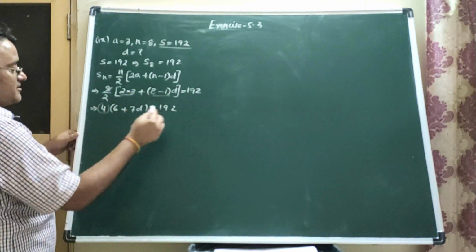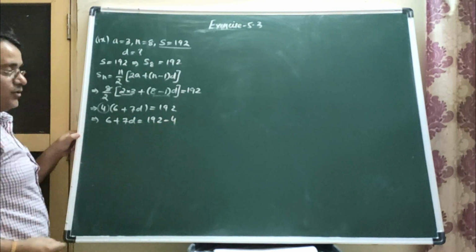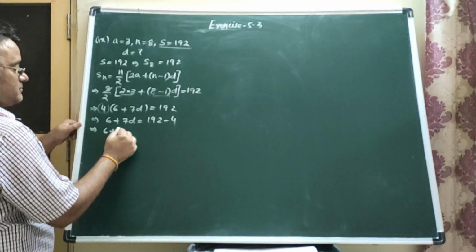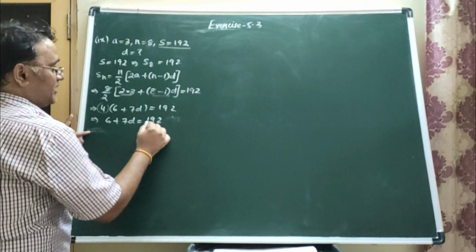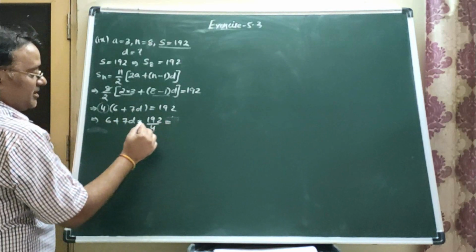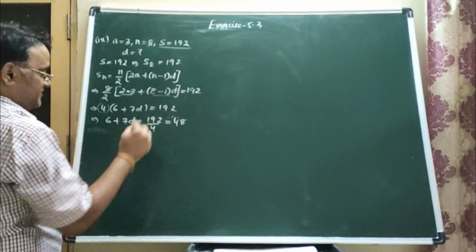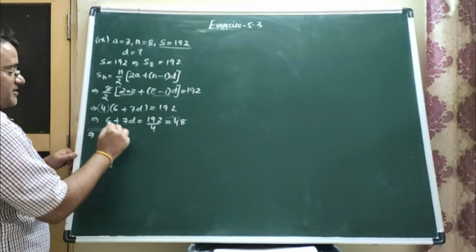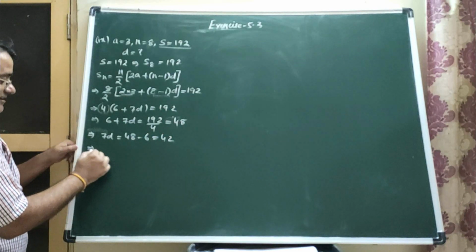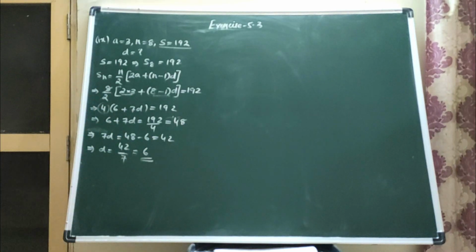Again we will shift 4 to that side. 6 plus 7d is equals to 192 minus 4. ये डिवाइड होगा यहाँ पर 192 डिवाइडेड बाय 4 क्योंकि यहाँ पे प्रोडक्ट में है तो यहाँ पर आएगा तो डिवाइड में होगा. सो कितना मिलेगा 4 16 48. ओके, नाउ वी विल शिफ्ट 6 टू दैट साइड. 48 minus 6 so 42. Final d is equals to 42 by 7, 6. We got the value of d.